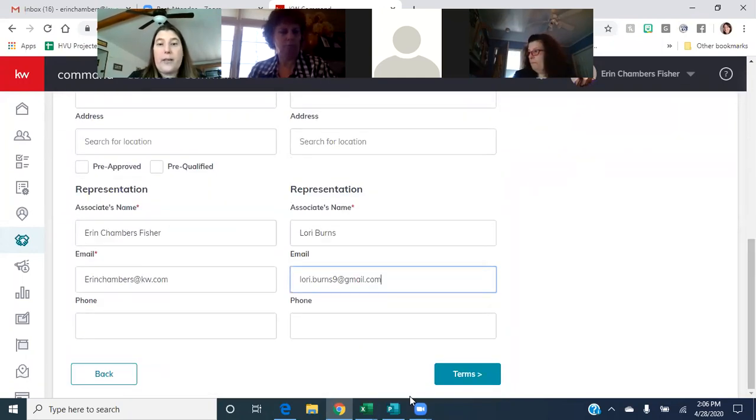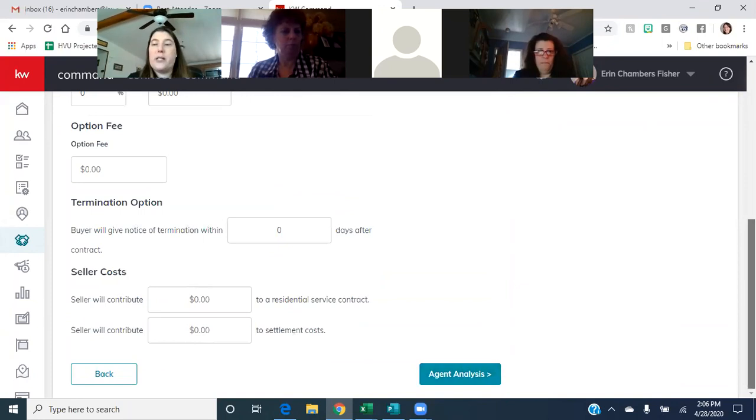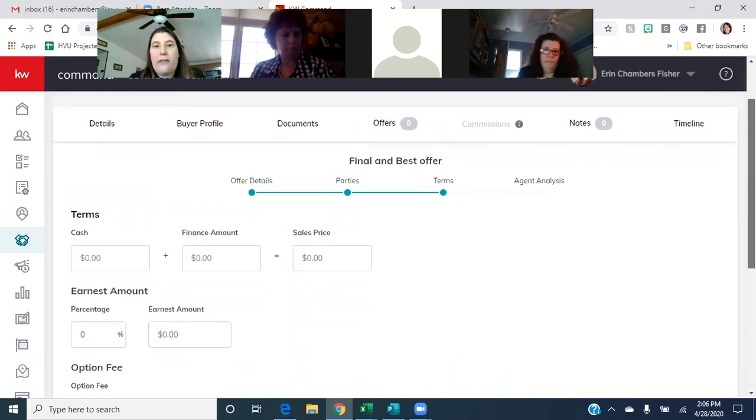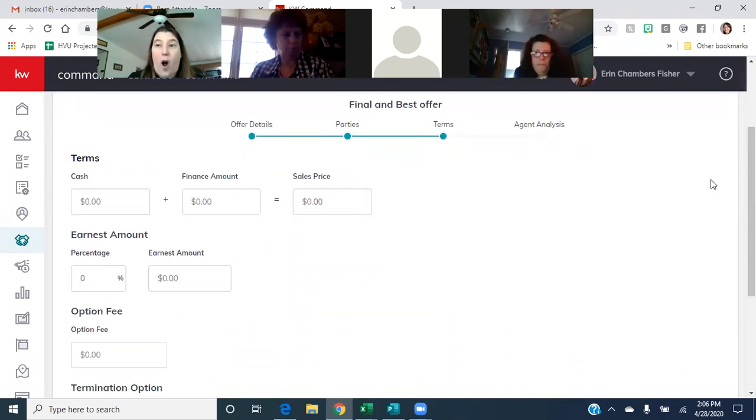And again, when you're done, then you're going to hit terms, and this is the page. It always goes down to the bottom, and I'm not really sure, but it always bounces. This is where you're going to actually start to put in the terms of this particular offer. So this is the page that actually has the dollar information in it. And you'll notice here it's going to ask for any cash that you're putting down, so any sort of a down payment.